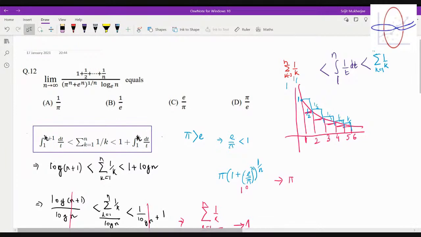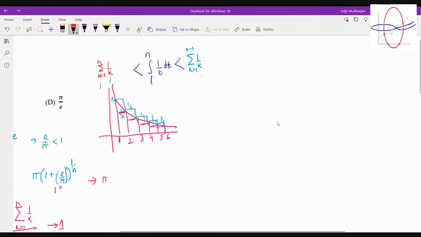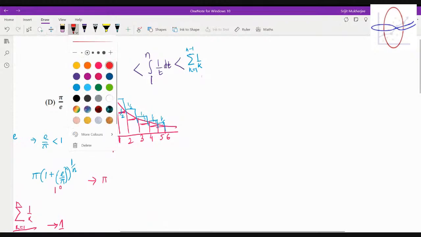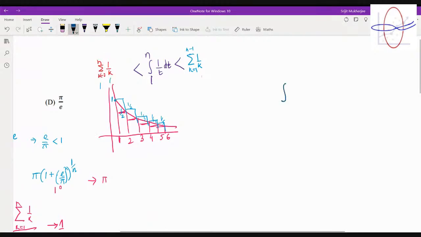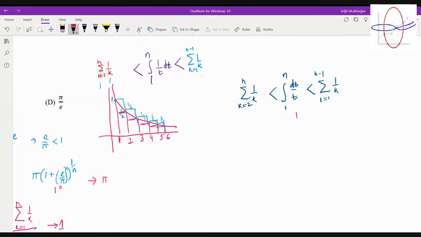Let's try to see where this is going. Therefore we got the following result: the integration from 1 to n of 1 by t dt is less than the summation of 1 by k, k from 1 to n minus 1, which is greater than the summation of 1 by k, k from 2 to n. And we got the following.